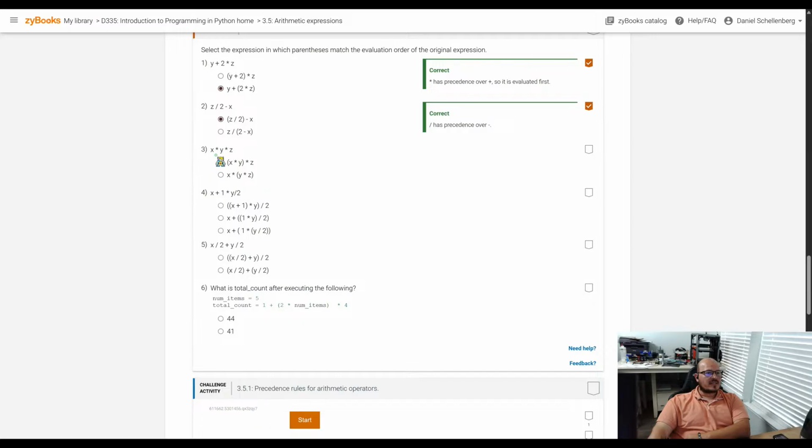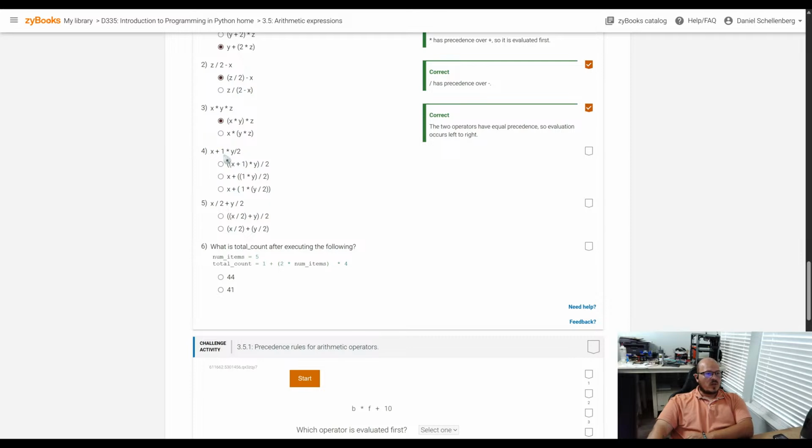So x times y times z. Since it's both multiplication, then it's just going to work from left to right. So I'm going to choose this one.